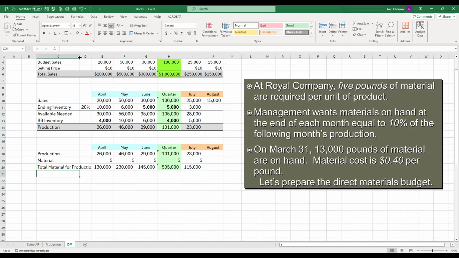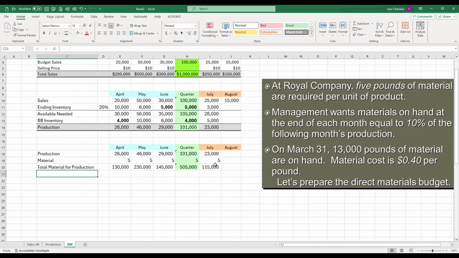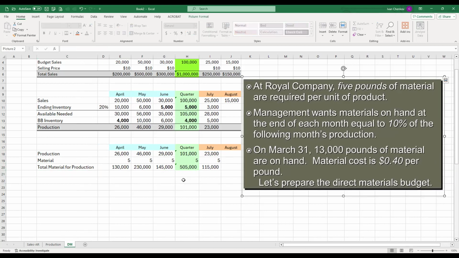Let's write it down because I don't want you to be confused. That's the total material to achieve our production. Now, the management wants us not to run out of the material. In order to do that, we have to keep 10% of the following month production as an ending balance of the current month.